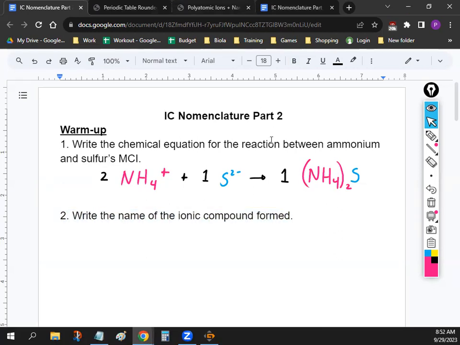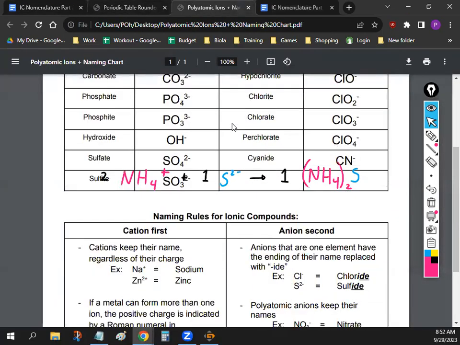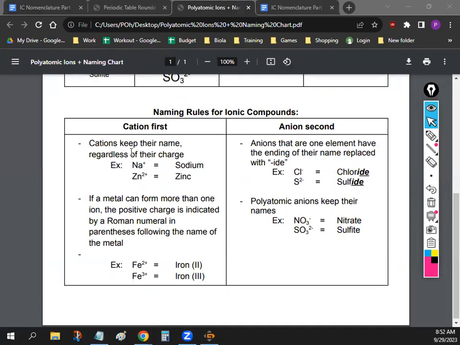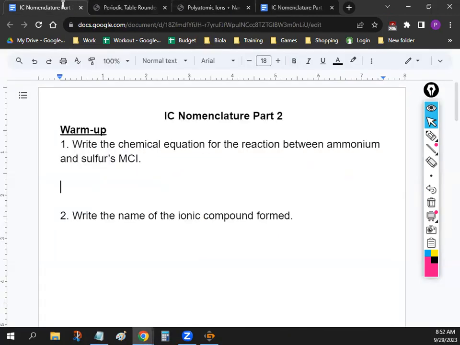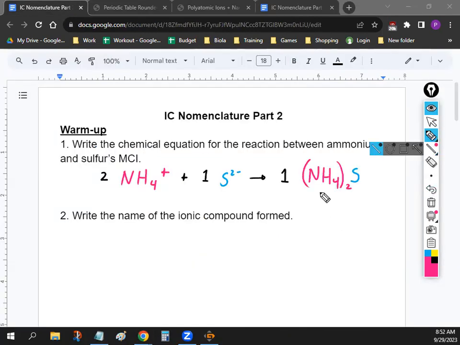Okay, so first thing we're going to do is look at the naming chart, which is right here. And we talked about how cations, so the positive ion keeps its name regardless of the charge. So the name of our cation was ammonium, so we're just going to write ammonium for the cation. So the name of this compound to start will be ammonium.